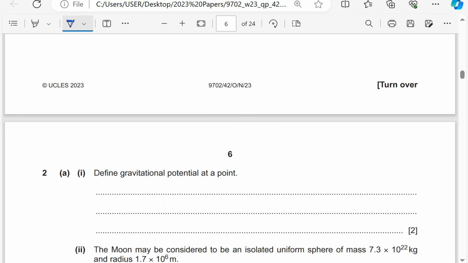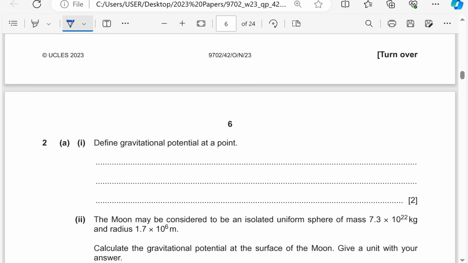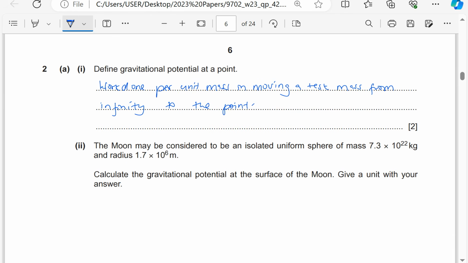Okay, question number 2, define gravitational potential at a point. Of course, this is for gravitational potential. Look at the mass. So the work done per unit mass in moving a test mass from infinity to the point. That is the gravitational potential at that point.